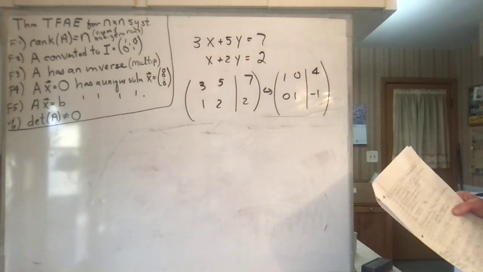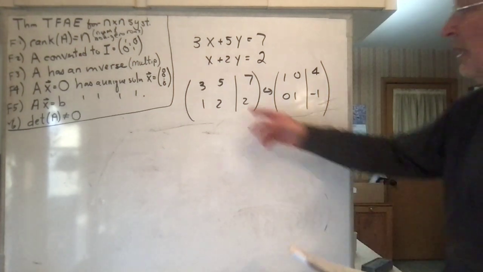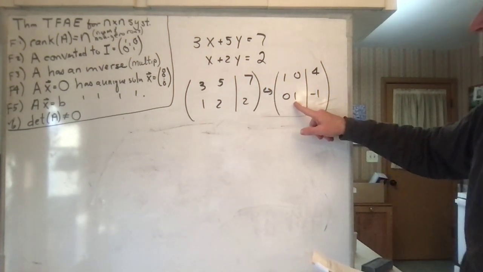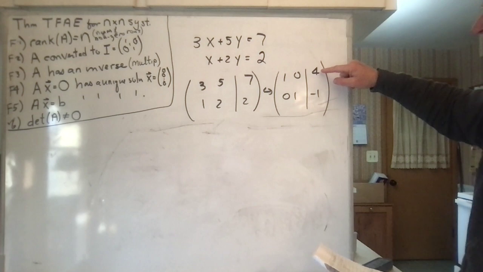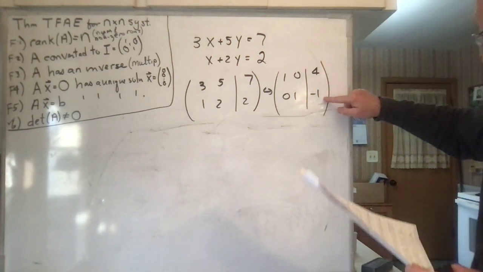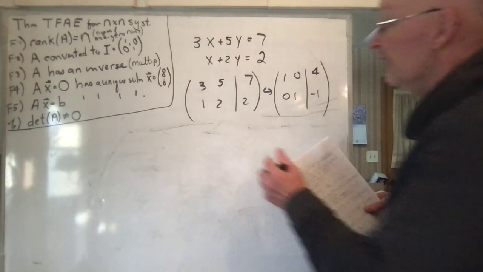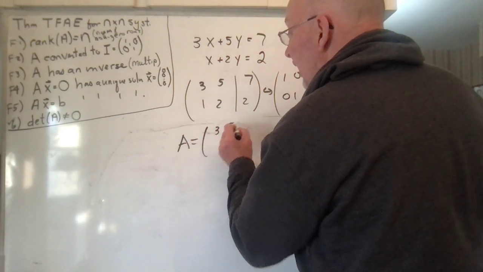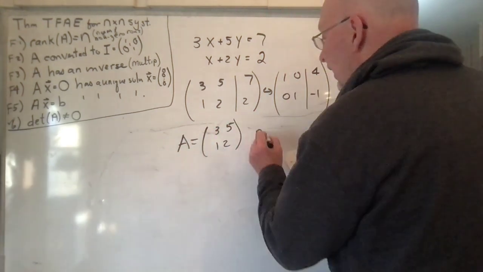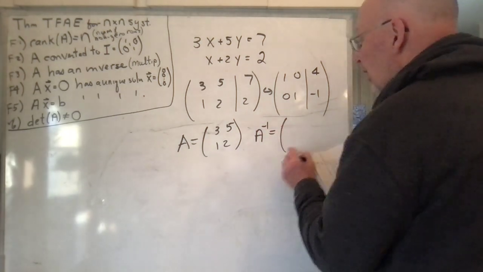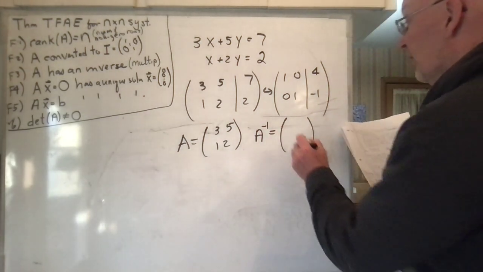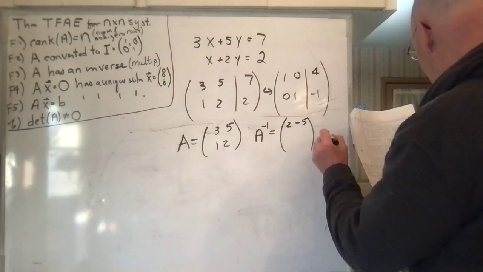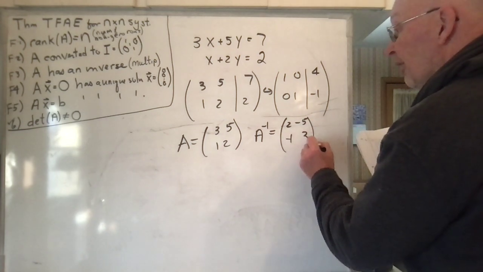Like that. And so there's a 2x2. It can be changed into an identity, and so there's a unique solution. And if you want to, you can find the inverse. Here's your A is equal to 3, 5, 1, 2. If you find the inverse of A, you'll find it is 2, -5, -1, 3.